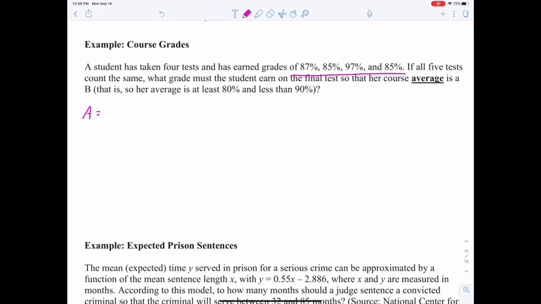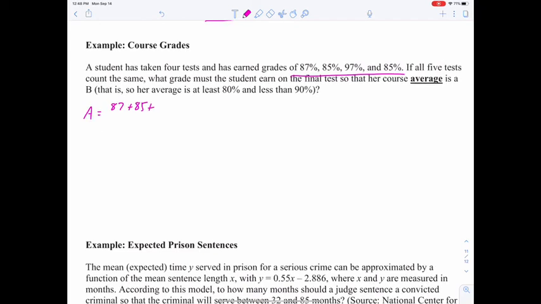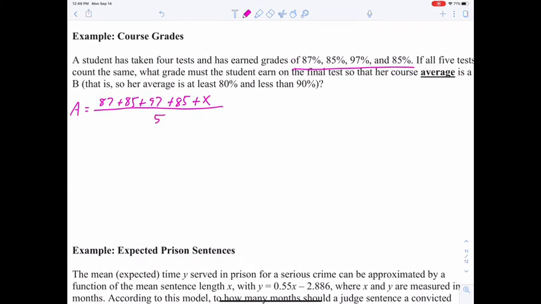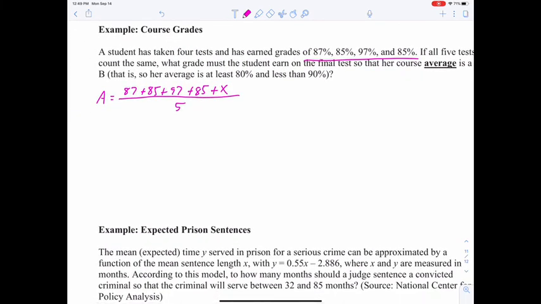Our average is going to be all 5 tests added up. So 87, plus 85, plus 97, plus another 85, plus whatever that 5th test comes out to be. We don't know. It's an unknown, so we'll use a variable. Since we're averaging them, we're going to add them up and divide by 5, right? There's 5 tests. Divide by 5 to get an average. Okay, so if we add up all those numbers, we get 354 plus x over 5. So this is the average.